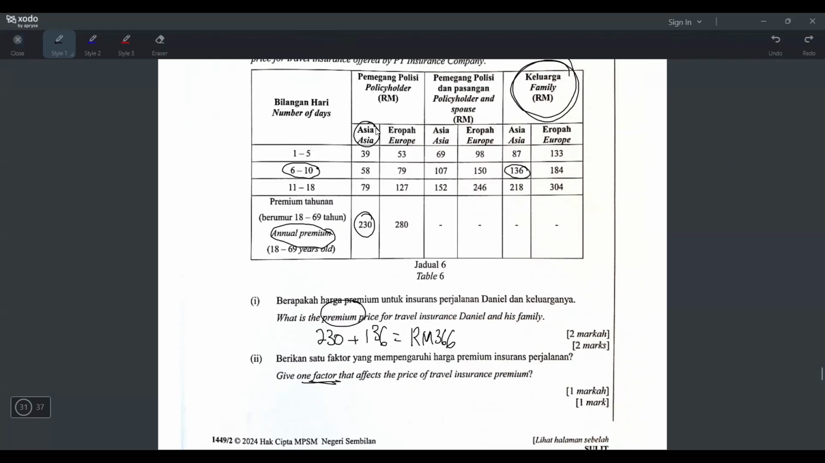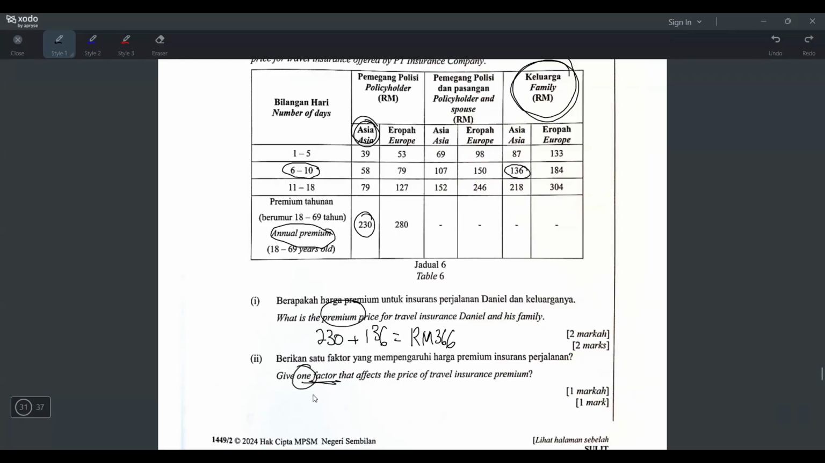Another thing that will affect is the destination, right? If you're going to Asia and going to Europe, the price is different, right? And one more thing is who you're going with, right? Are you going with family or going alone or going with spouse, right? So got so many factors that you can write, but they only want one. So I'll just write number of days, right?